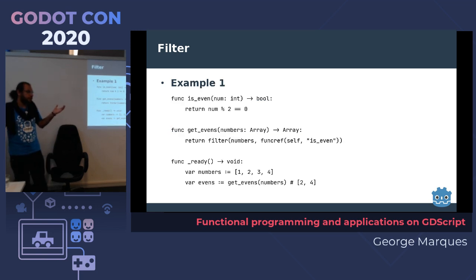So let's see an example of that. For instance, you have a function that sees if a number is even, essentially.